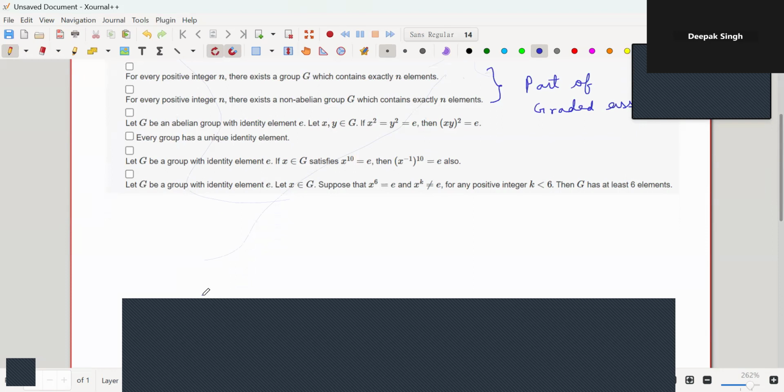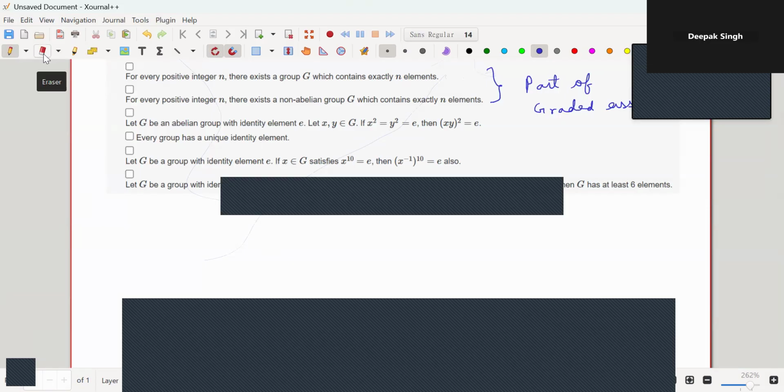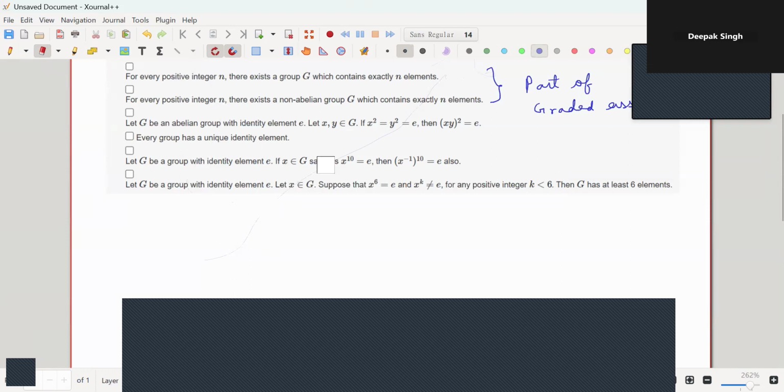So it says, if G is an abelian group with identity element E, and X and Y are two elements inside that group with the property that X square is equal to Y square equal to identity, then the product XY also satisfies this property, that XY square is also identity. So we need to see if this statement is true or false. This statement is true. Let me just prove it for you.